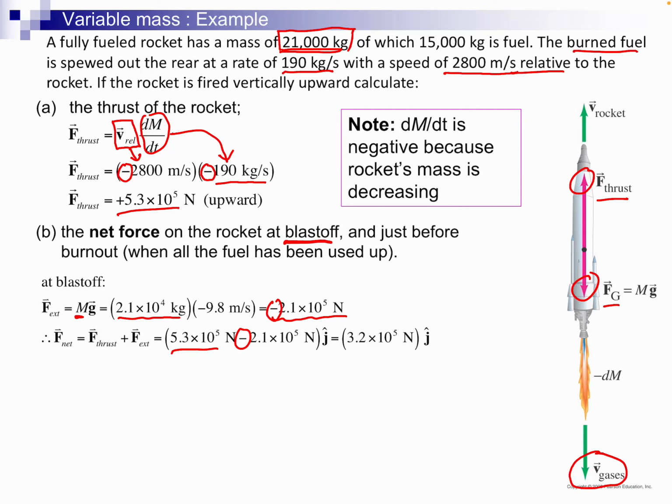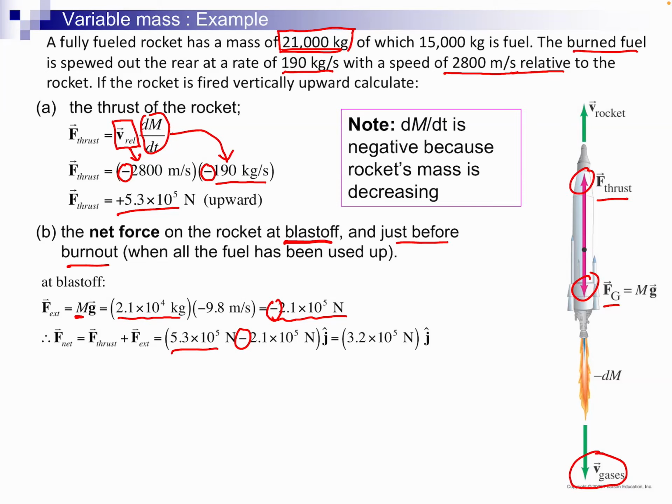Then just before burnout, how will our solution change? If we want to calculate the net force just before burnout, how should we change our calculation? Net force is still thrust minus the weight force, but what will be different? Before burnout, all the fuel has been used up. That means the mass of the rocket would be lighter at burnout compared to blast off.